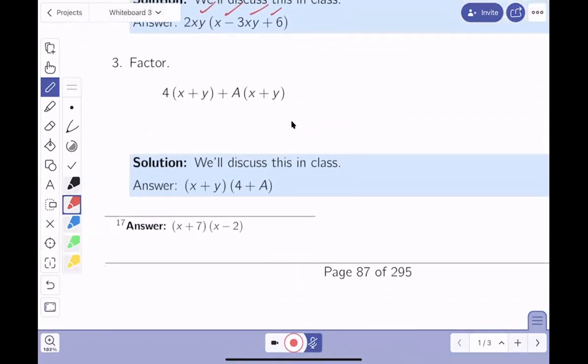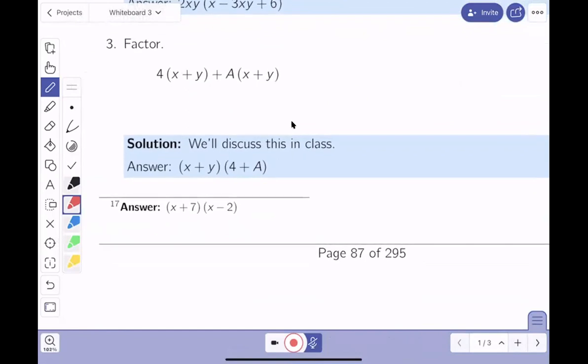All right, let's look at number 3. And again, there's 2 terms now. For a lot of students, that's a kind of a technicality, but there's actually 2 terms. That's one term, that's the other term. Do those 2 terms have factors in common? Well, let me talk about the factors of the first term. 4 is a factor, and x plus y is a factor.